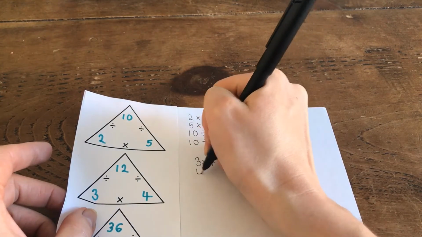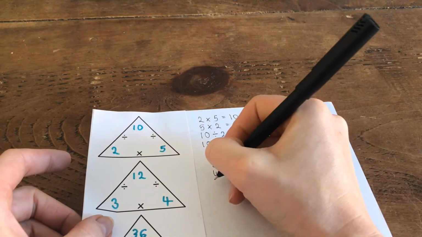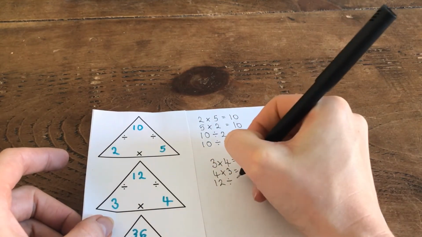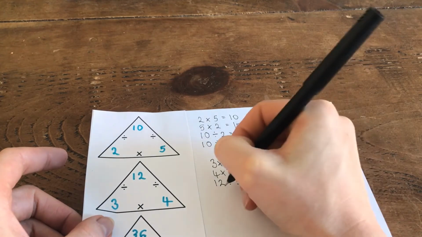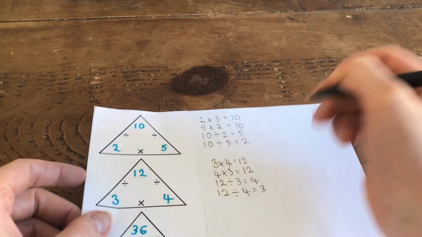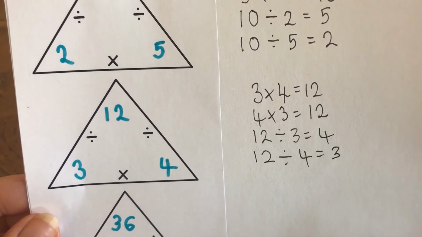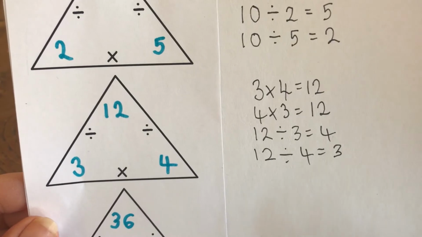Three times 4 is 12. 4 times 3 is 12. 12 divided by 3 is 4. 12 divided by 4 equals 3. There we go. There are your answers. Did you get them right?